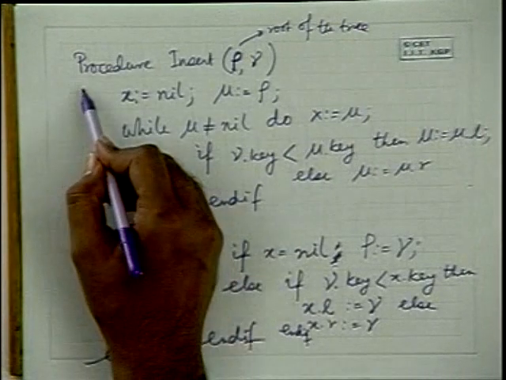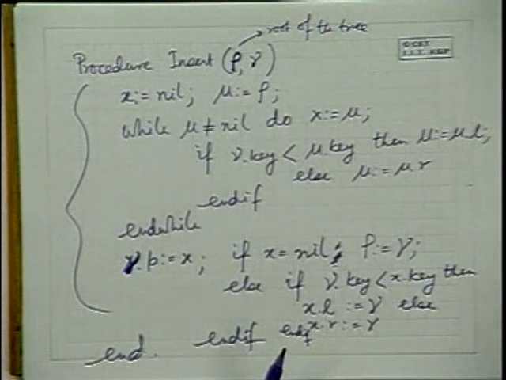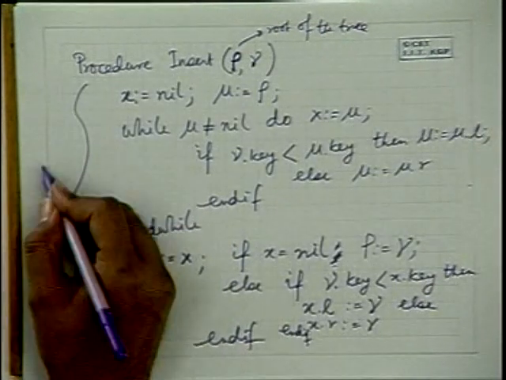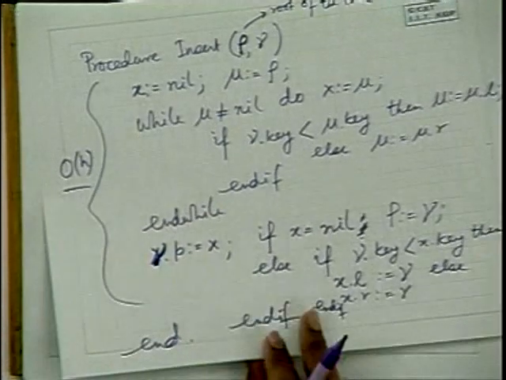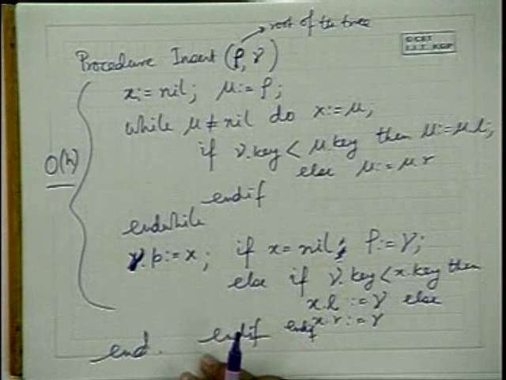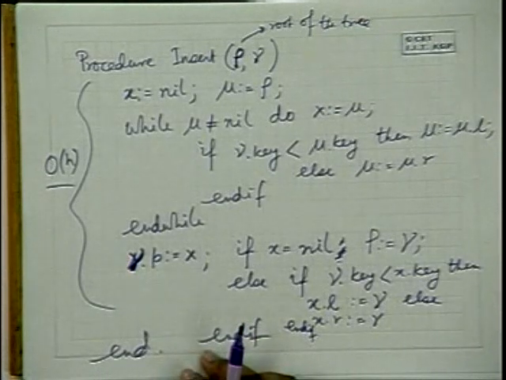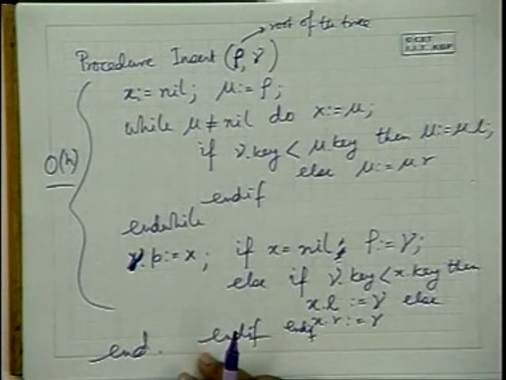So how much time does this take? This entire algorithm? Again order of h. So you can see almost anything you want to do on a binary search tree depends on its height. To achieve something efficient, you have to keep the height of the binary search tree as low as possible. And that is done by the balanced binary search tree, which we will see in the next lecture.